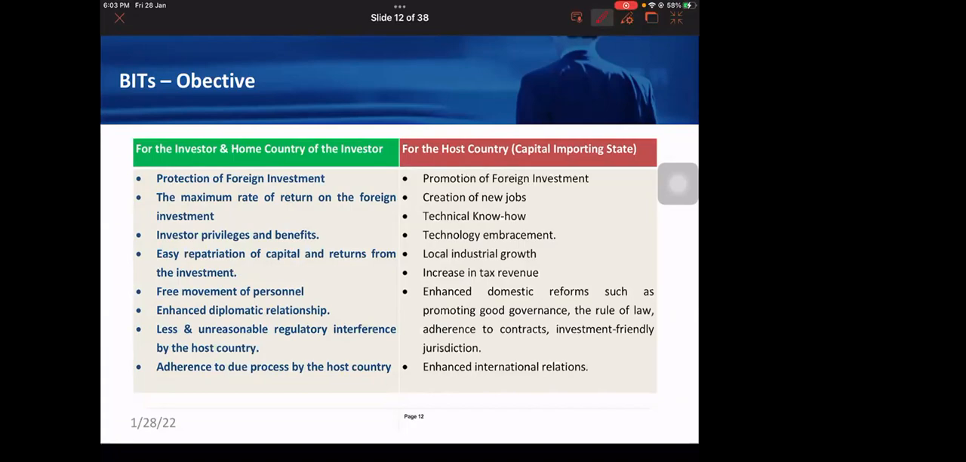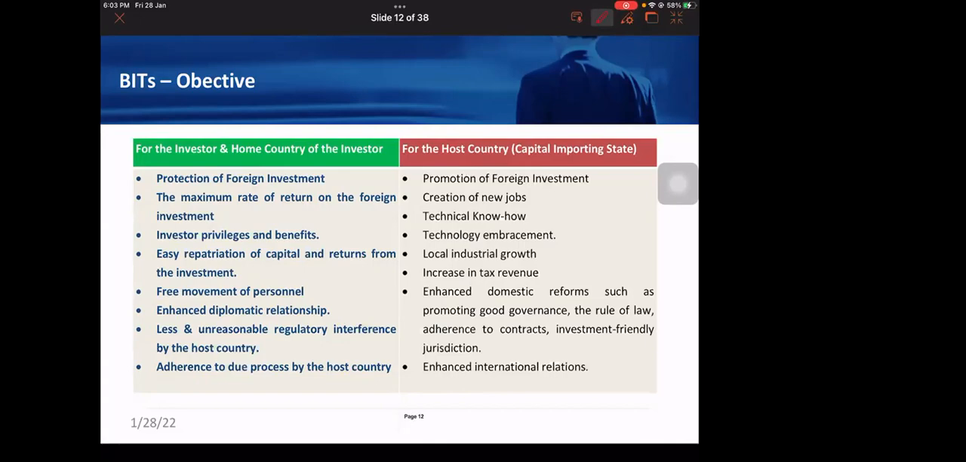And more importantly, less regulatory interference by the host country. Given that there is a bilateral investment treaty, the regulatory interference will be pretty less. And adherence to due process, which we will look into. So these are the objectives from a home country, that is, from an investor standpoint.